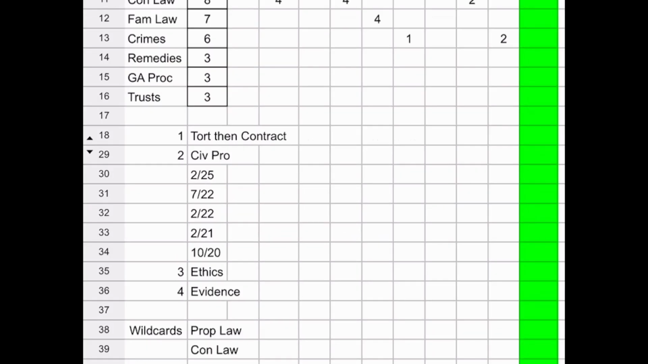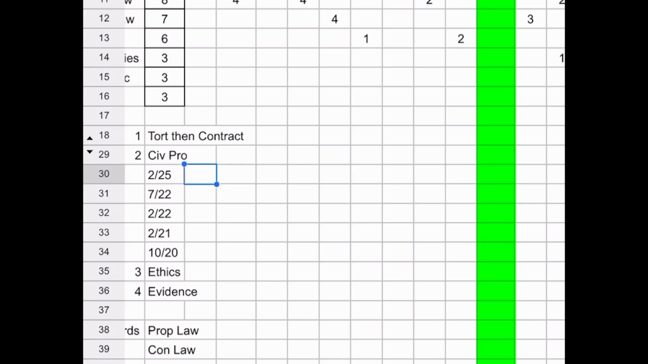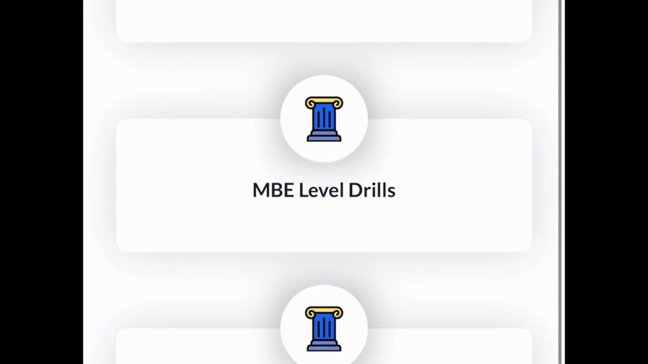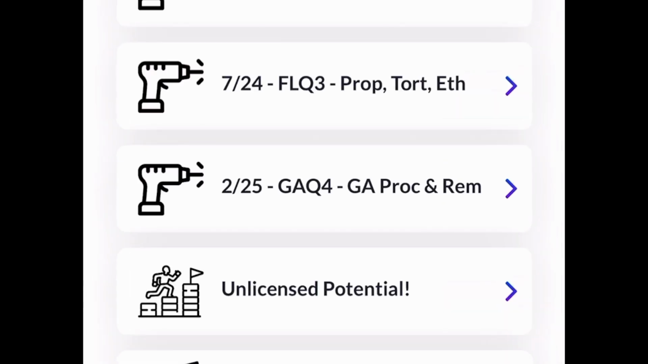Hi, so these are the detailed predictions for July 2025 Georgia for the CivPro. Let's see what they did in February 2025. We're going to go back 5 exams. So February 2025. So this is in the free essay drill section. So you could download this completely free. Check it out. It's Georgia procedure and remedies. You could check this all out for free.